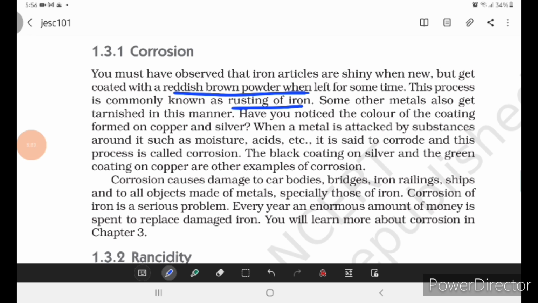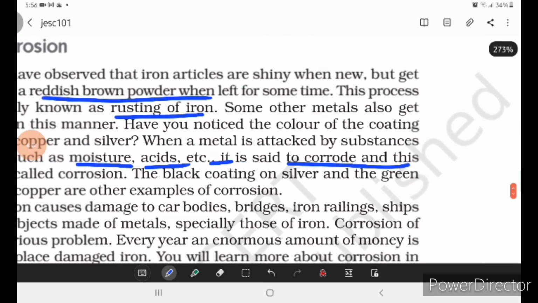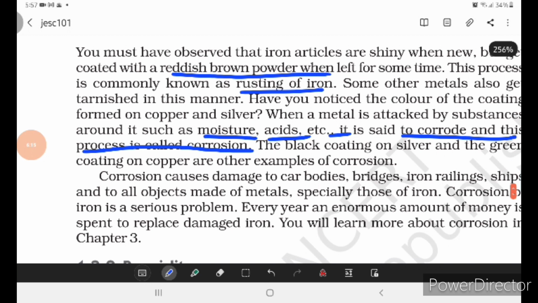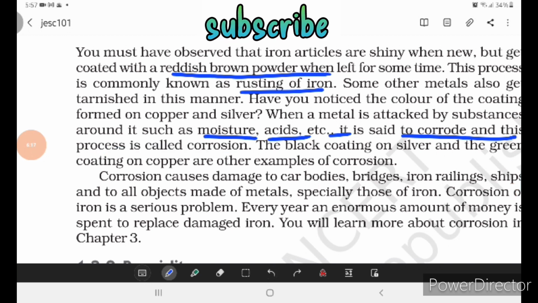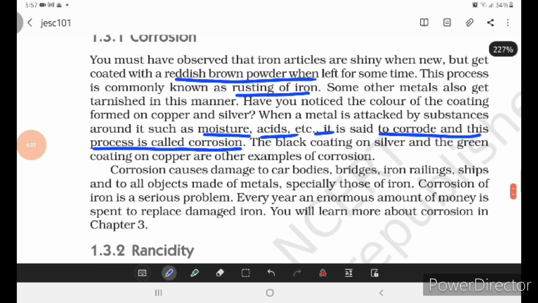When a metal is attacked by substances around it, such as moisture, acids, etc., it is said to corrode, and this process is called corrosion. So what is corrosion? If any metal is attacked by the substances around it, such as moisture, acids, etc., the metal is said to be corroded, and this whole process is called corrosion. The black coating on silver and the green coating on copper are other examples of corrosion.